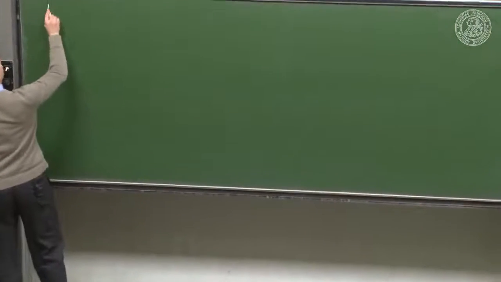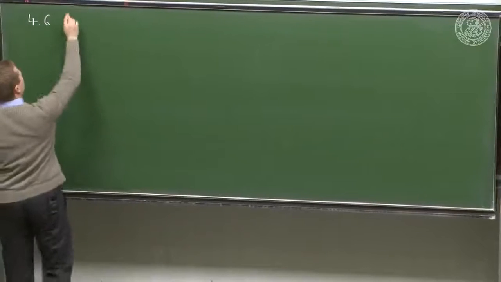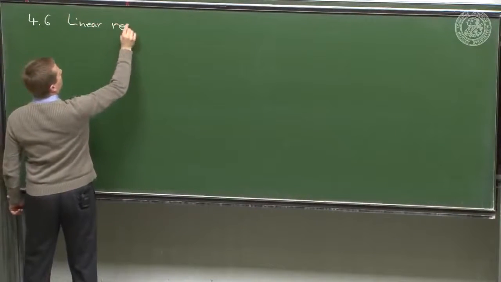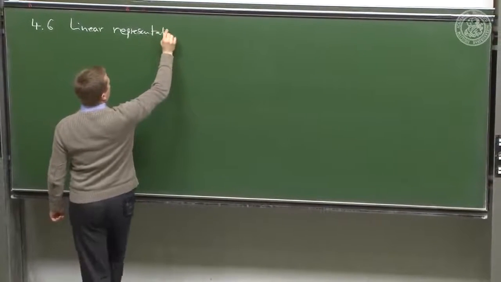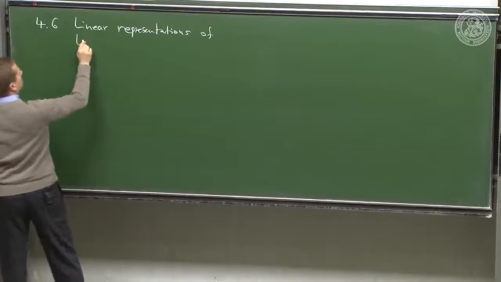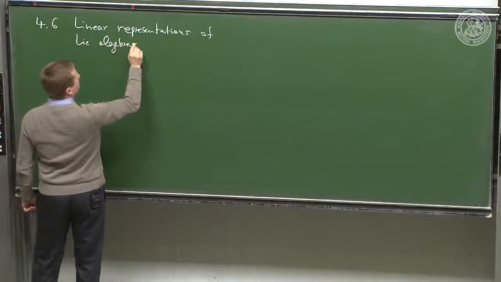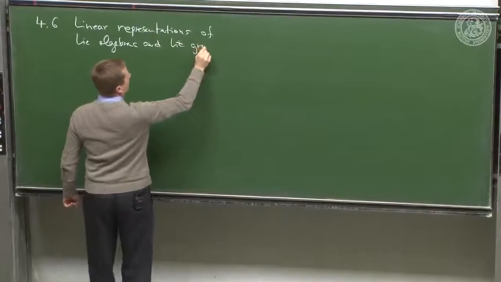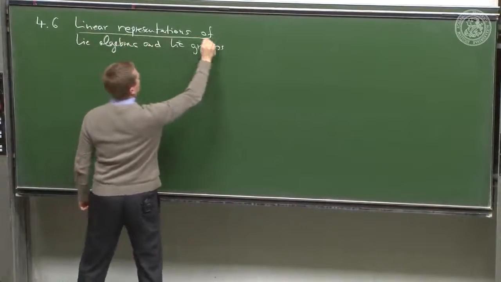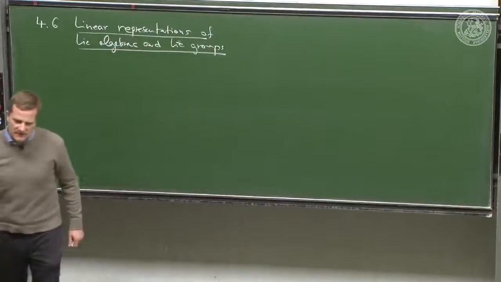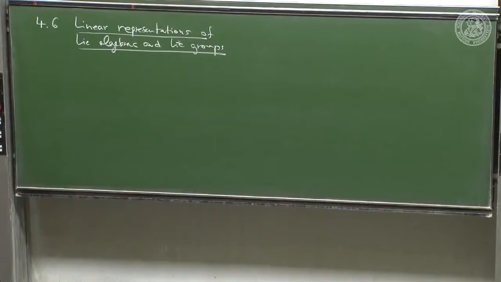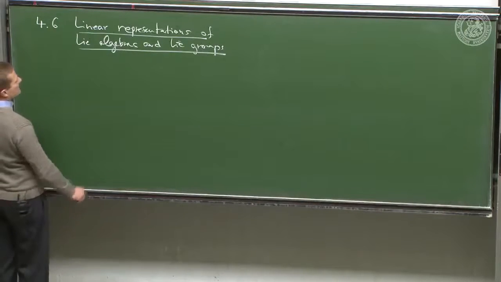So we have a section 4.6, linear representations of Lie algebras and Lie groups. And we start with the algebras. And then we briefly comment on the groups. Now again, you can give at least a half semester long lecture on this topic. So I'll present mainly no proofs, but I'll introduce the important concepts. So the key concept is the following.